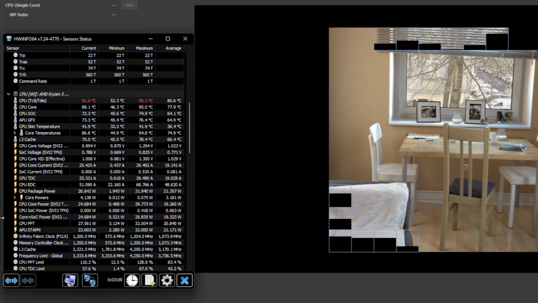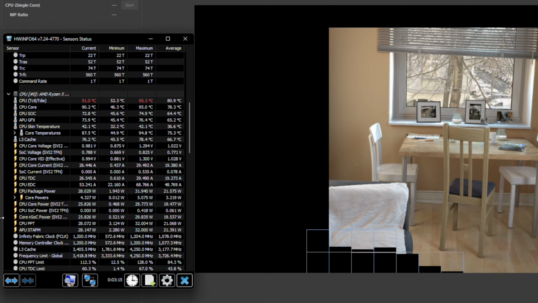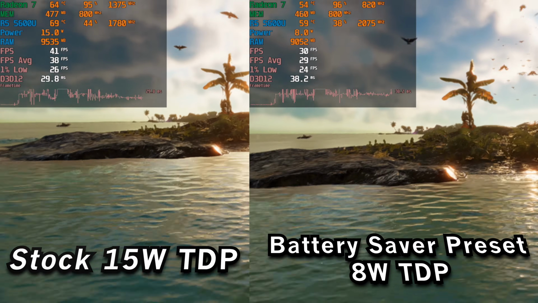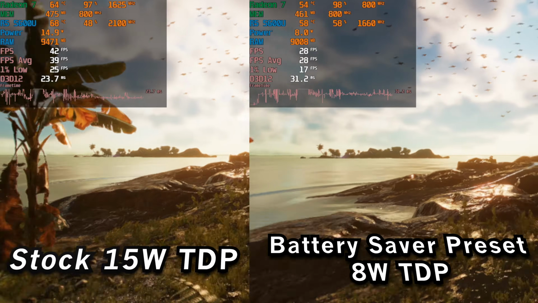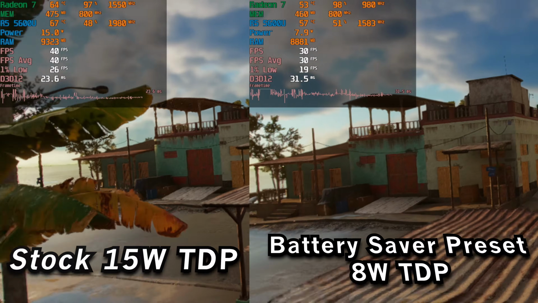Now, we already know the answer to that is no, but it is a hypothetical in this situation, so I'm going to pretty much be running this in temperatures that I would consider to be unsafe for real day-to-day use. So first off, on the left here, we have it at the stock setting, and on the right here, we're running it at the battery saver mode, which, as you can see, sets TDP to 8 watts.